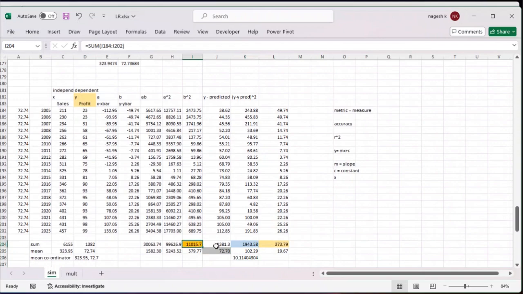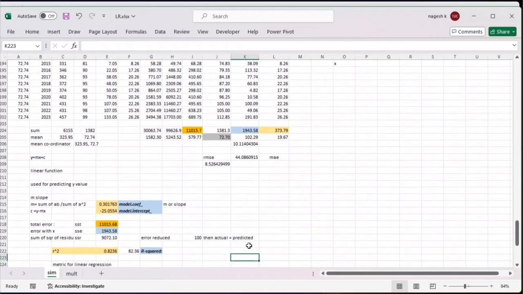Now this is the updated error. The first error is this much, this color, and the updated error is this one, right? So the updated error is called the sum of squares of error, and this is the total error. This is the sum of squares of error.